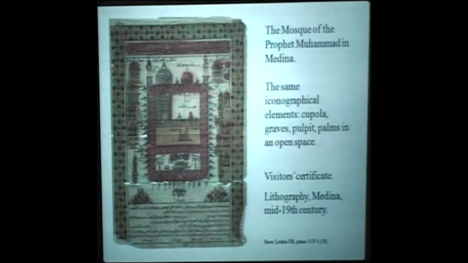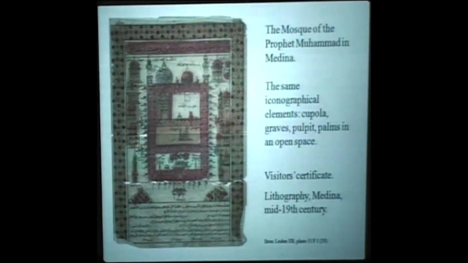Now you see immediately this is again Medina, in a printed sheet that has been colored, and in fact the function of this document is that someone whose name should be filled in could, by witness of four people, prove to the people back home that he had actually been in the Prophet's Mosque in Medina. This is a mid-19th century document. And this, of course, served for those people to show that they really had been there when they had done the pilgrimage and the ziyara on behalf of a deceased person.